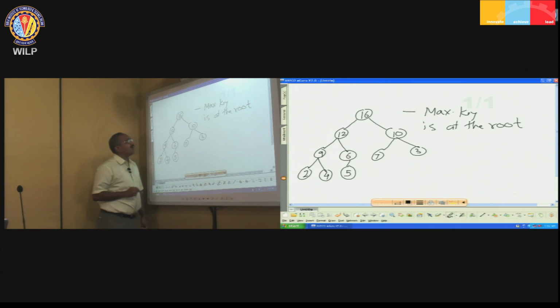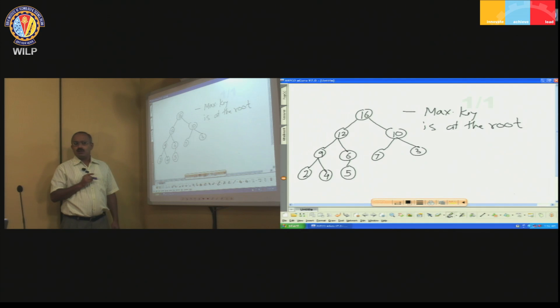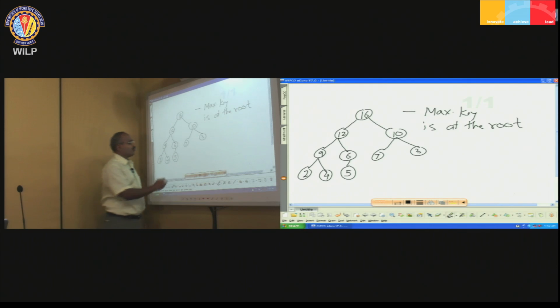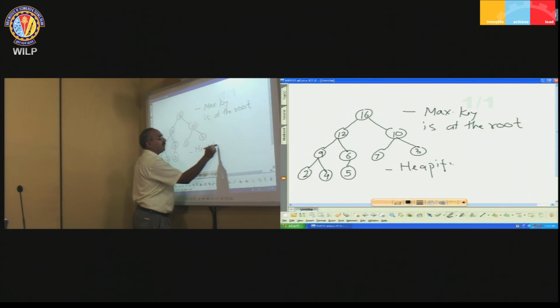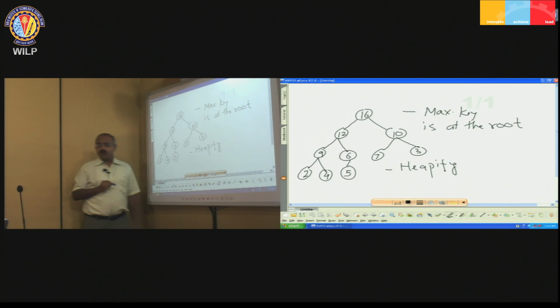So, what we are going to do is look at the heap and define 3 procedures on them. The first is a procedure called heapify. That means, if you have a complete binary tree in which the heap property is not satisfied, how to mend it and make it into a heap. That is going to be a procedure which we are going to call heapify.